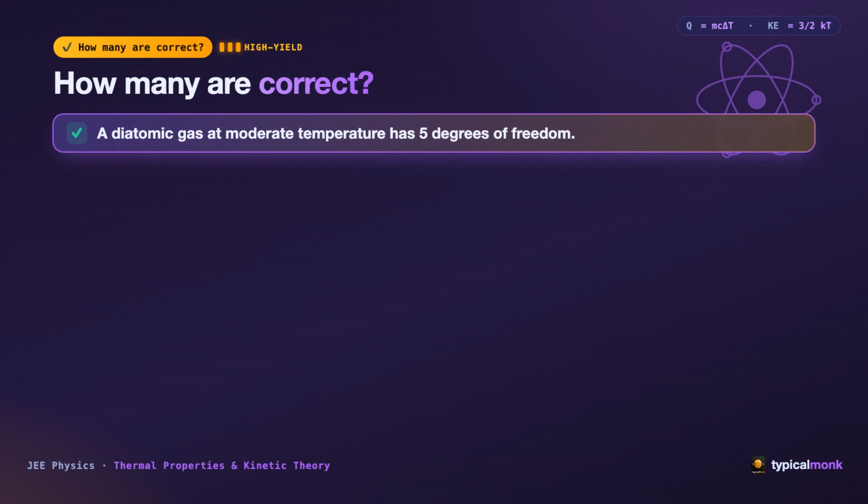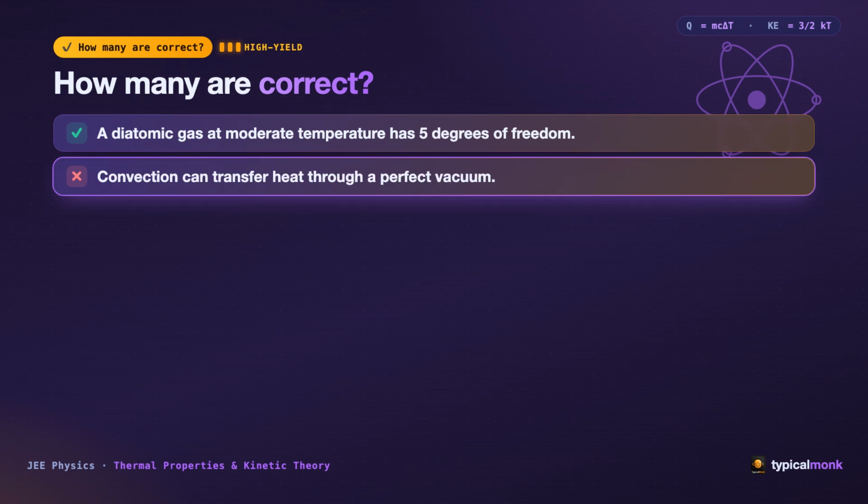You silently count how many are correct. Statement 1. A diatomic gas at moderate temperature has 5 degrees of freedom. Hold your verdict. Statement 2. Convection can transfer heat through a perfect vacuum. Think about why convection needs a fluid at all.